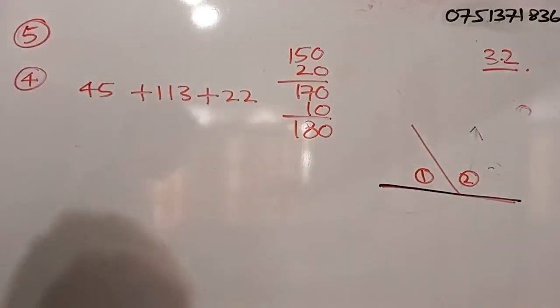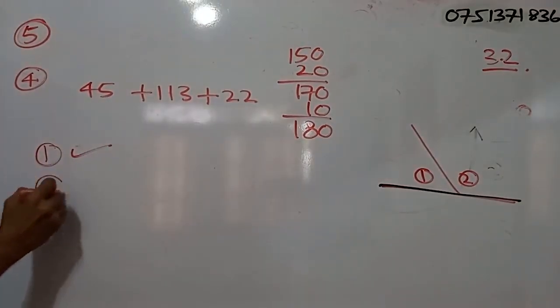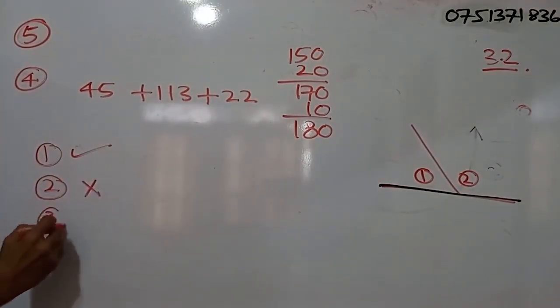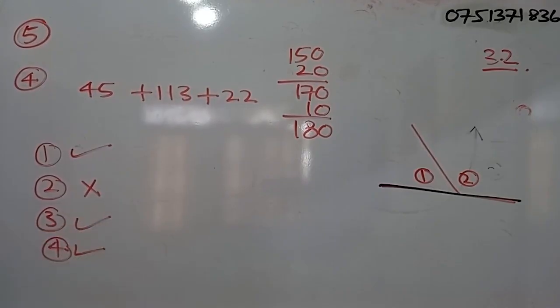So in this question, part 1 is a straight line. Part 2 is not a straight line. Part 3 is a straight line. Part 4 is also a straight line.